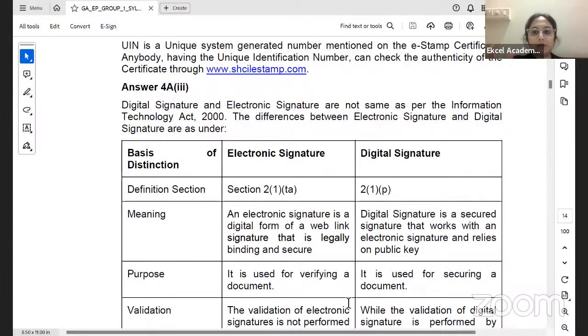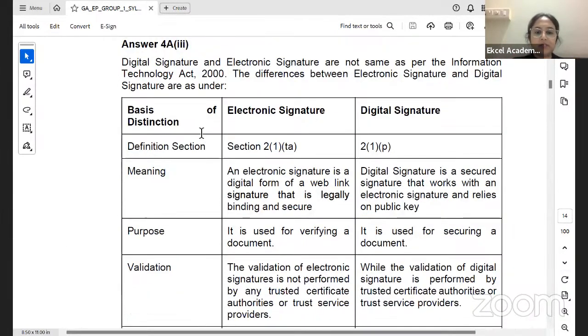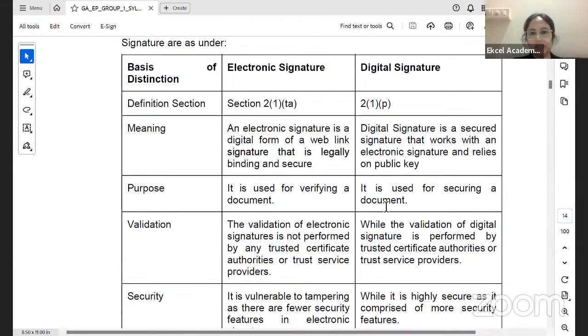So it takes a lot of time and maybe he might get irritated. Instead of that, if you do a table presentation like this, it is easy for him also to know the difference and that you've written it properly, and you will easily get high, good marks. So you have this basis of distinction, then you have electronic and digital signature.